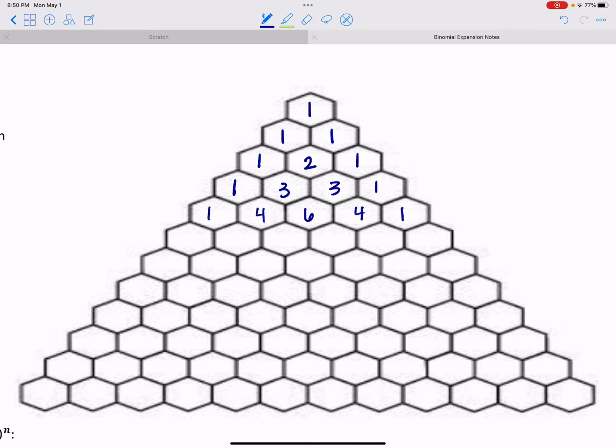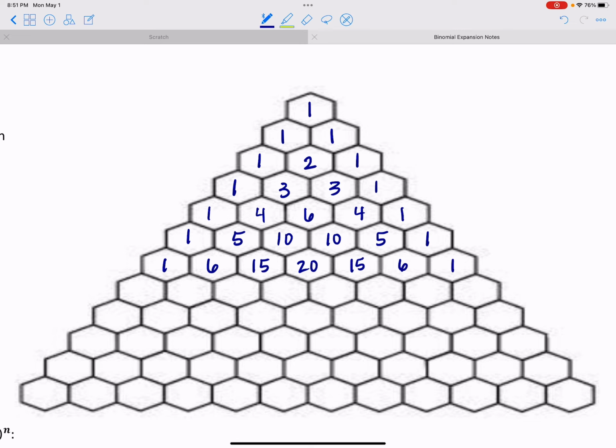And then go to the next row. And I'm going to just do a few more of these. So 1 here. 1 and 4 makes 5, 4 and 6 makes 10, 6 and 4 makes 10, 4 and 1 makes 5, and again, end with a 1. And 1, and then 1 and 5 is 6, 5 and 10 is 15, 10 and 10 makes 20, and we have 15 again, 6 again, and then 1.